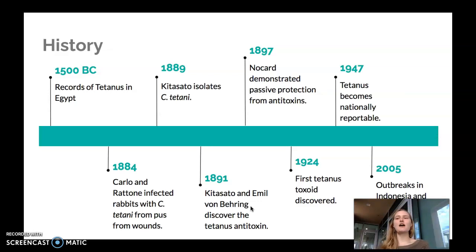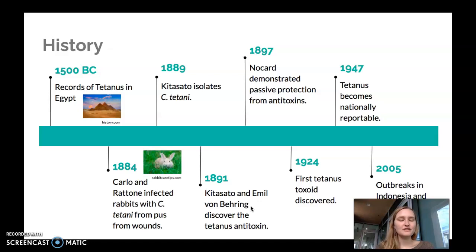And so a bit of history. The first time that it was recorded was 1500 BC in Egypt, although that record is suspected to possibly even be a copy of an even earlier record from 3000 BC. So clearly tetanus has been around for thousands and thousands of years. In 1884, some scientists, Carle and Rattone, were able to take the pus from one of the wounds infected with tetanus and infect a rabbit with the Clostridium tetani that was in the pus.